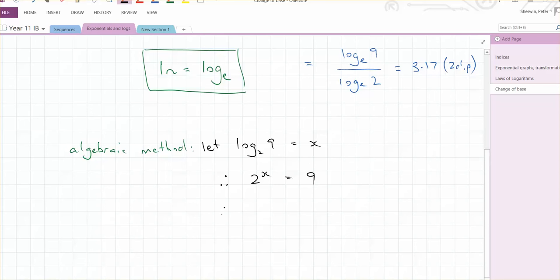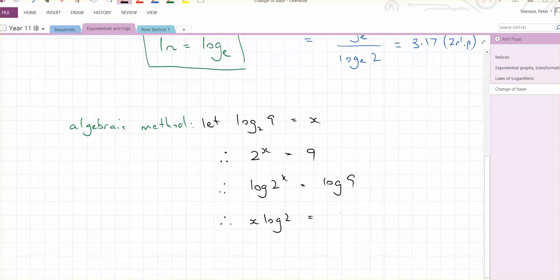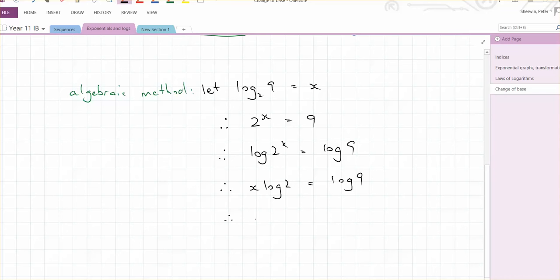One thing I want you to know is that you can take the log of both sides of an equation, and we're going to do that here, because the power law allows us to bring this x down. Wow, that's powerful. That's good, because now we can find out what x is by dividing log 9 by log 2.